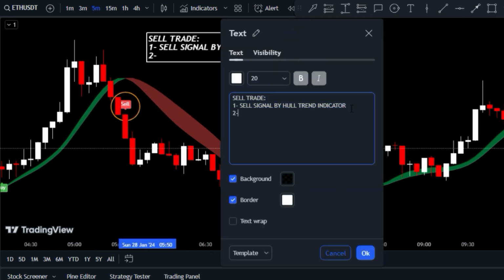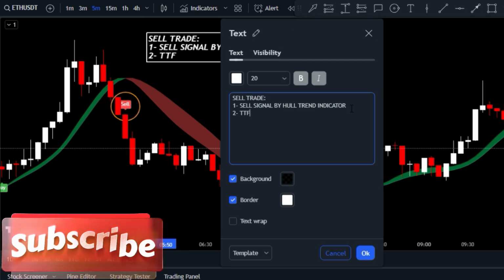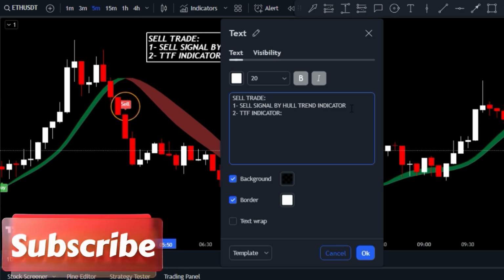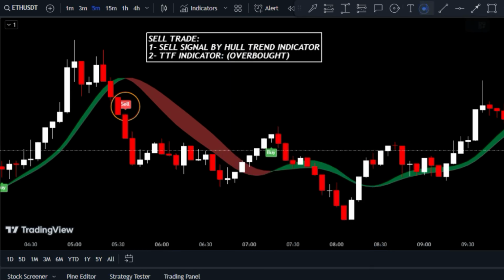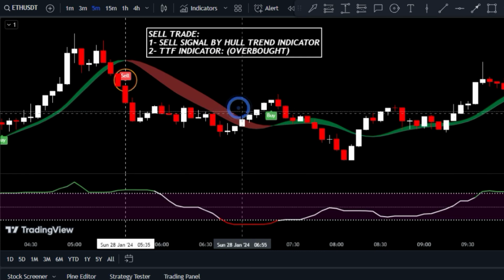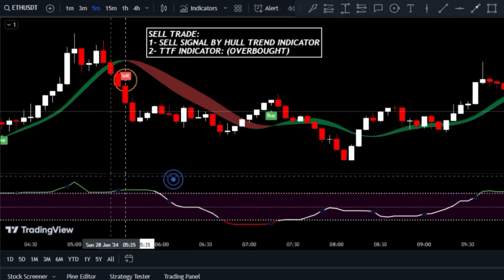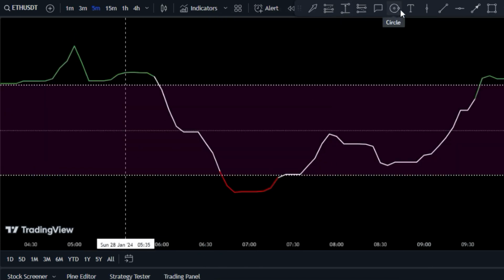Next, turn your attention to the Trend Trigger Factor, or TTF, indicator. The TTF serves as an oscillator identifying overbought and oversold areas in the market. For a sell trade, you need to ensure that the TTF is in the overbought area. This suggests that the asset is potentially overpriced and could experience a price decrease.